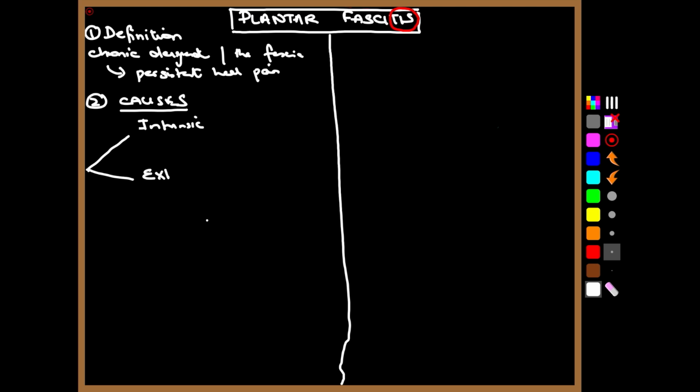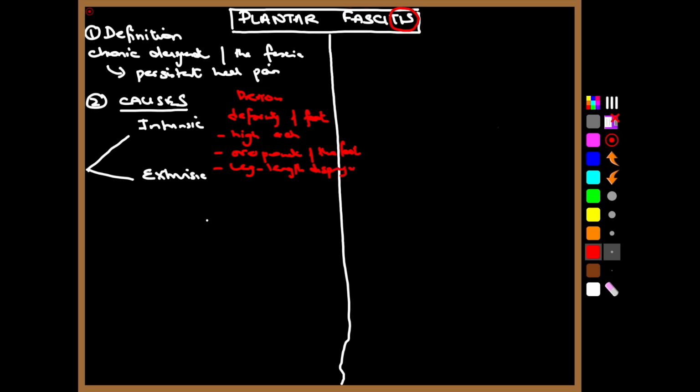Now, when we talk about the intrinsic causes, they would be the typical ones, which basically means any previous deformity of the foot. So this would basically mean a high arch or excessive overpronation of the foot. Or we can have a leg length disparity, which is basically if you've got two unequal legs, then that would be something to look into.